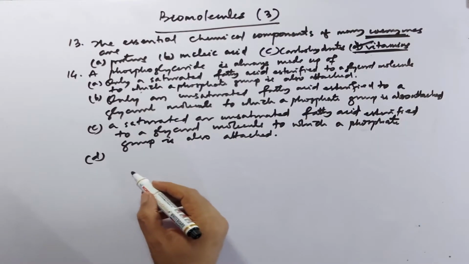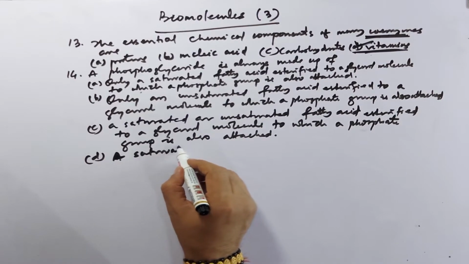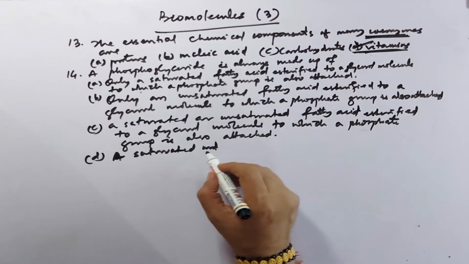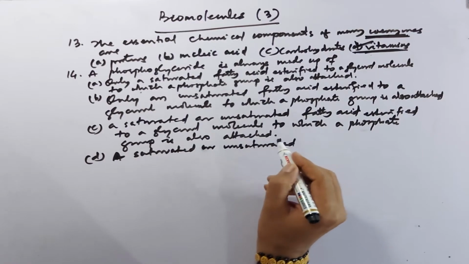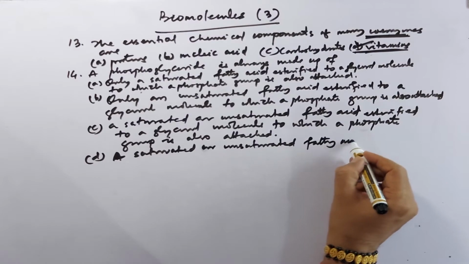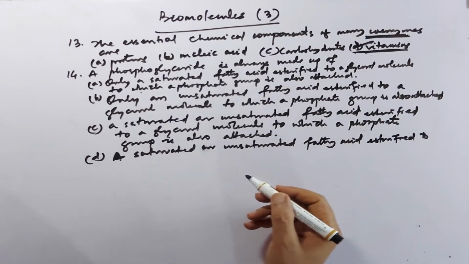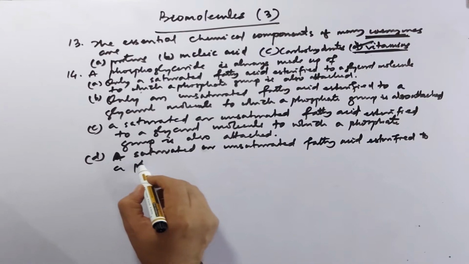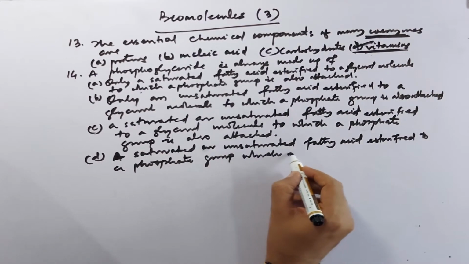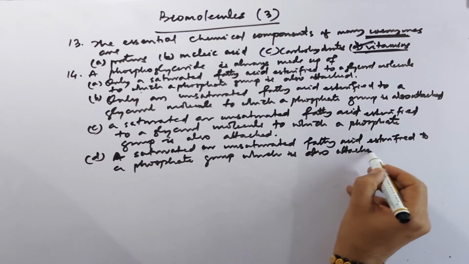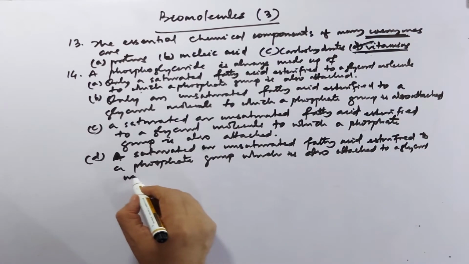and the D option is a saturated or unsaturated fatty acid esterified to a phosphate group which is also attached to a glycerol molecule.